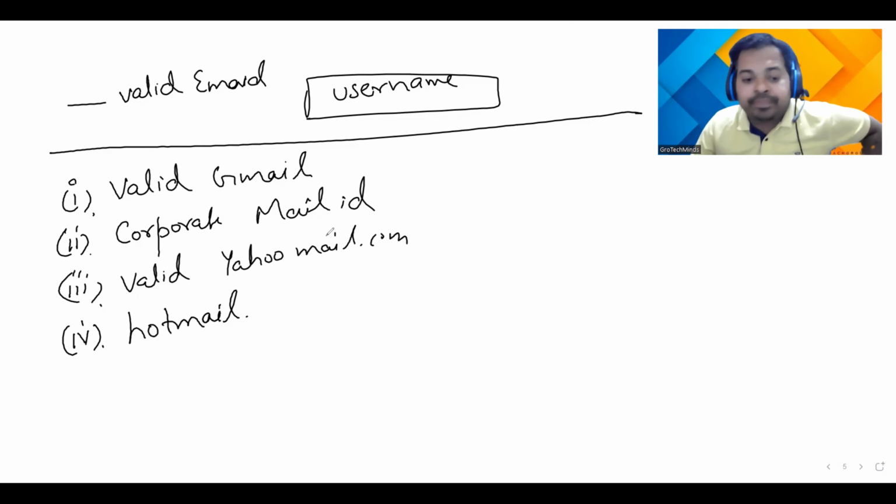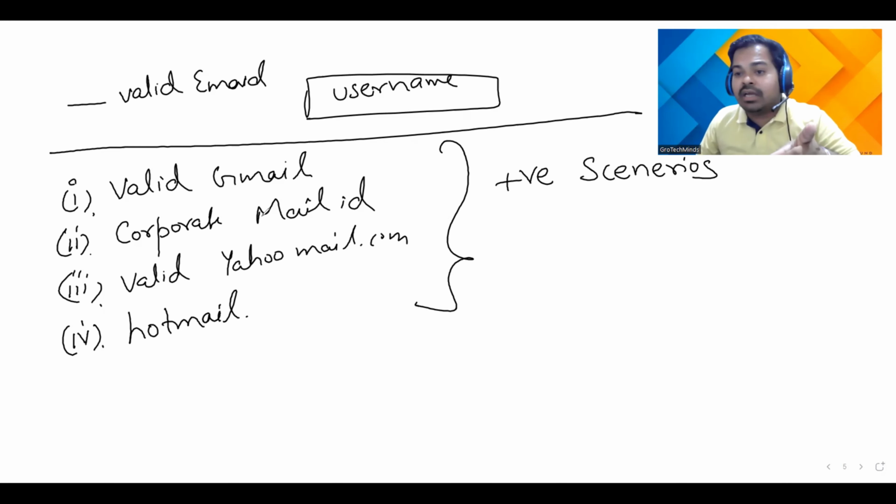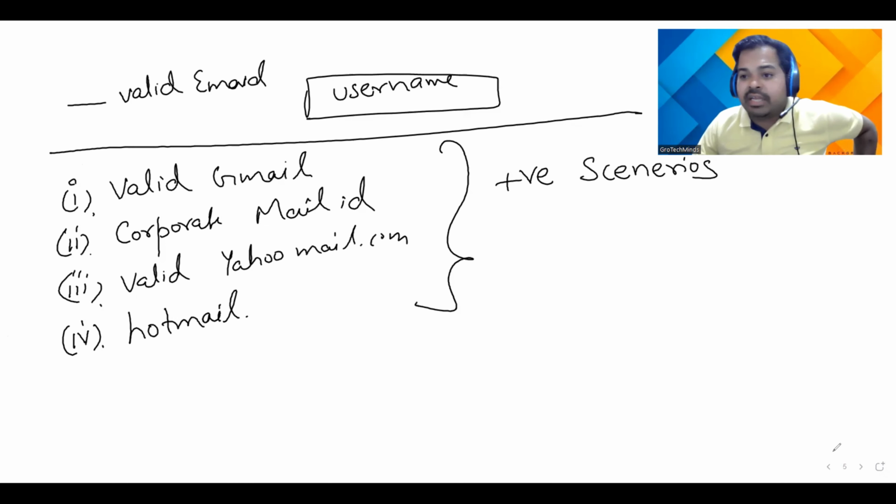Okay. So guys, if I test this particular username text field with these many mail IDs, can you tell me whether these are positive scenarios or negative scenarios? Positive. These are positive scenarios because they are exactly as per the requirement. Because my requirement was telling me to test this particular username text field with a valid email ID. So I have tested with a valid email ID, right?